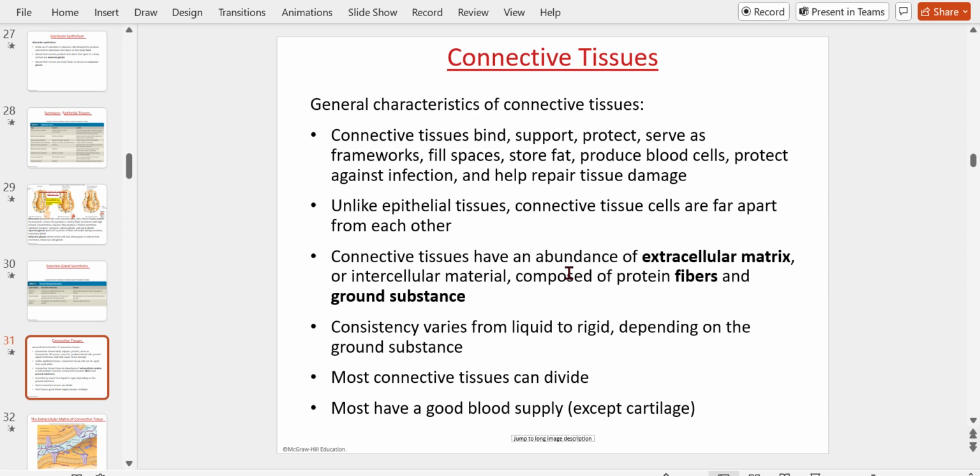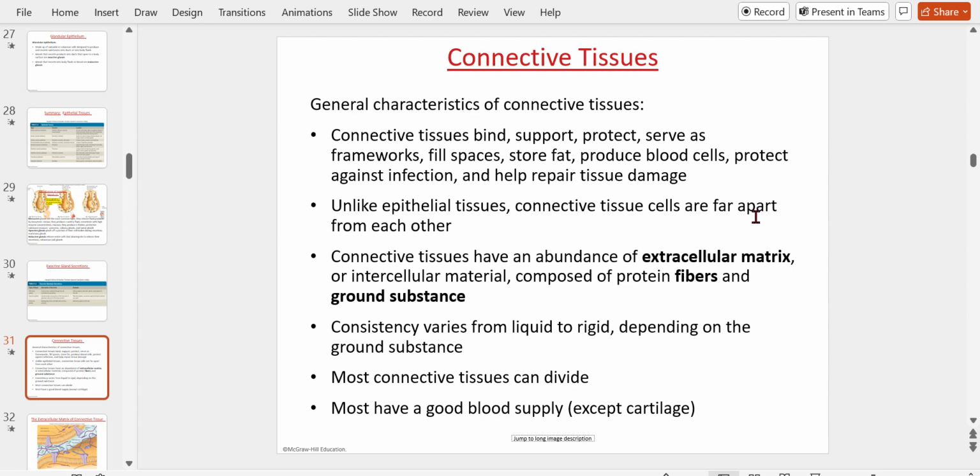General characteristics. Okay, they bind, support, protect, and serve as a framework, fill spaces, store fat, produce blood cells, protect against infection, and help repair tissue damage. Unlike epithelial tissue, connective tissue cells are far apart from each other. Connective tissues have an abundance of extracellular matrix composed of protein fibers and ground substances. Consistency varies from liquid to rigid depending upon the ground substance.